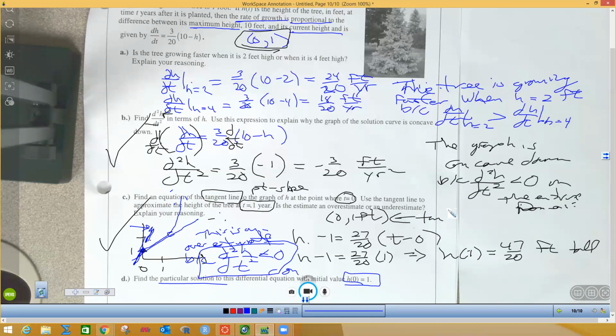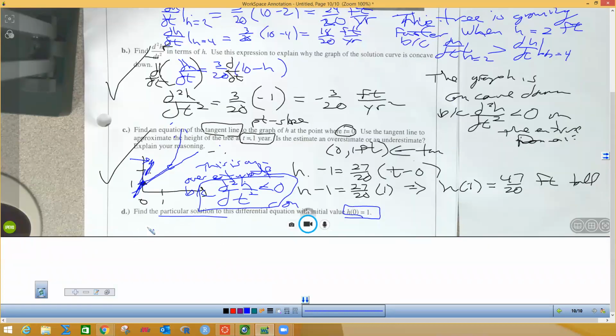Okay, we have not done the integral yet. So that's what we've got to do now. Let's rewrite the equation down. We have dh/dt equal to 3/20 times (10 minus h).